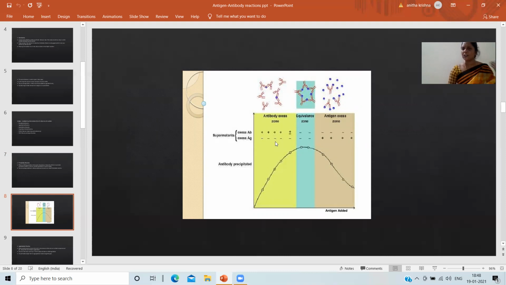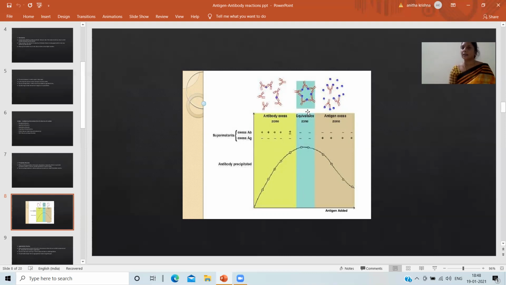So the zone of equivalence is characterized by optimal levels of your antigen and antibody, that is, maximum precipitation will be seen. So you can say that particular region is the zone of equivalence. So you'll have three zones: zone of antibody excess, zone of equivalence, and zone of antigen excess. You are concerned about your zone of equivalence. This is considered the apt zone for checking your antigen antibody reactions.